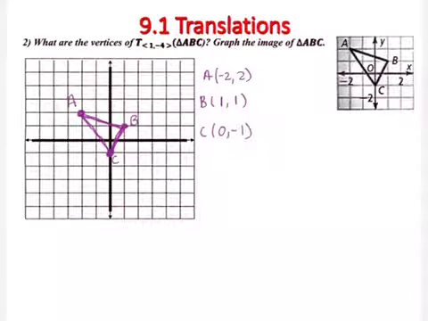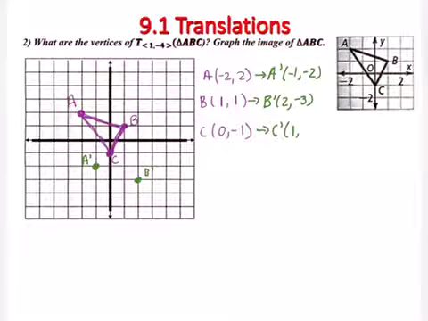So we want to translate this based on the translation rule. It says 1, -4. So for A prime, we take -2 plus 1 gives us -1. 2 plus -4 gives us -2. So A prime is at -1, -2. Do the same thing for B. So B prime is going to be at 2, -3. And then C, same idea. You've got C prime is going to be at 1, negative 5.